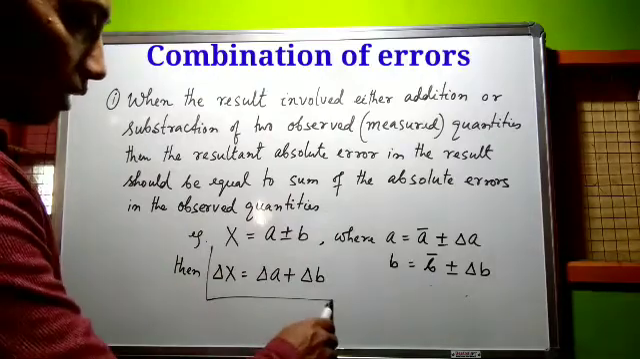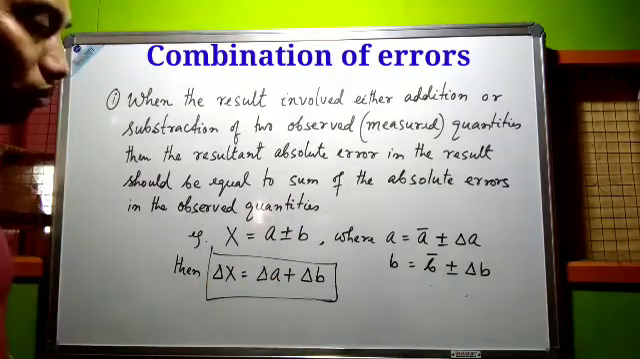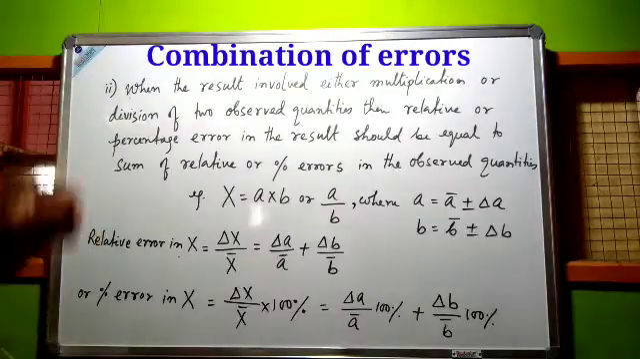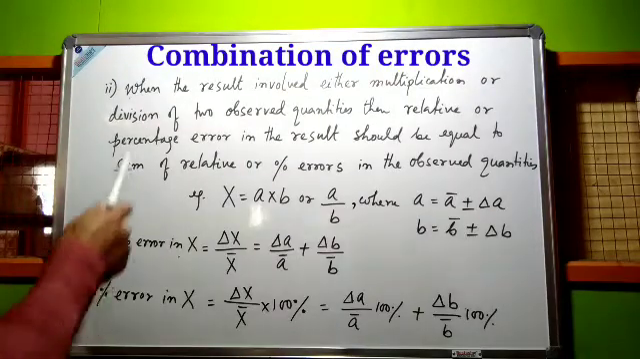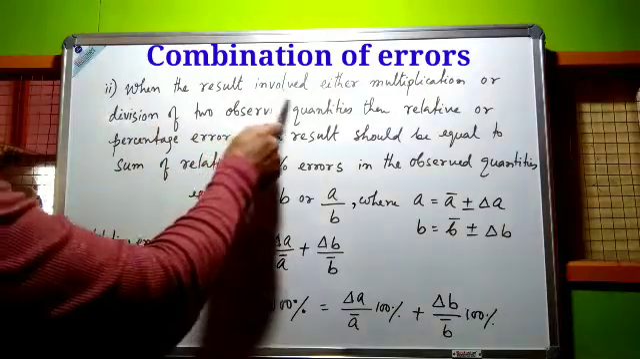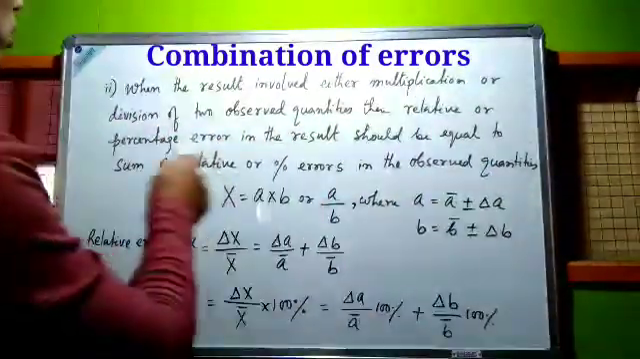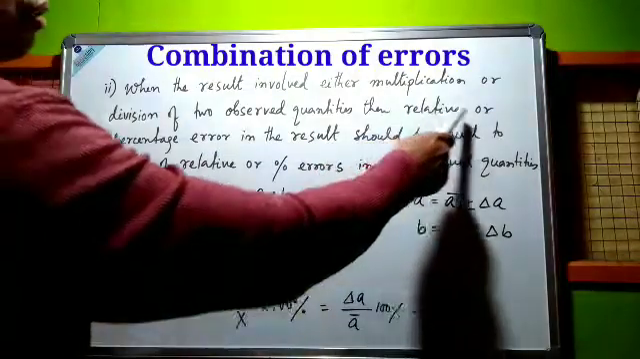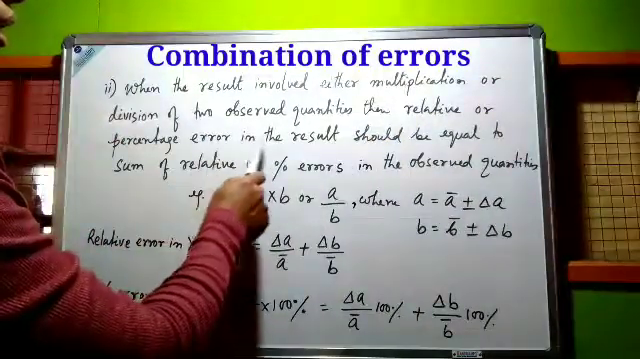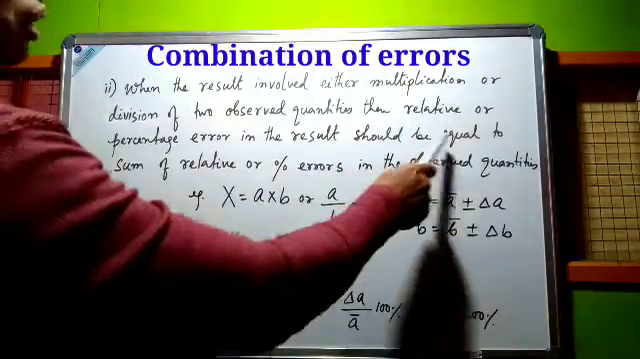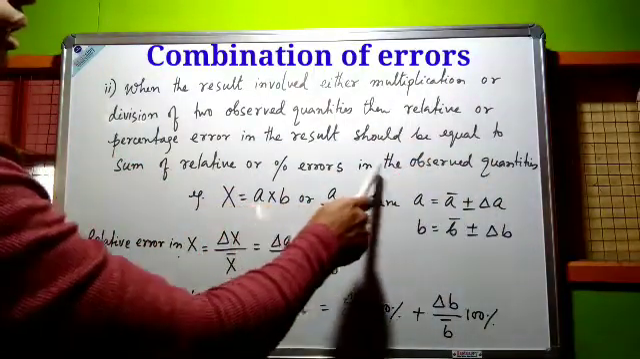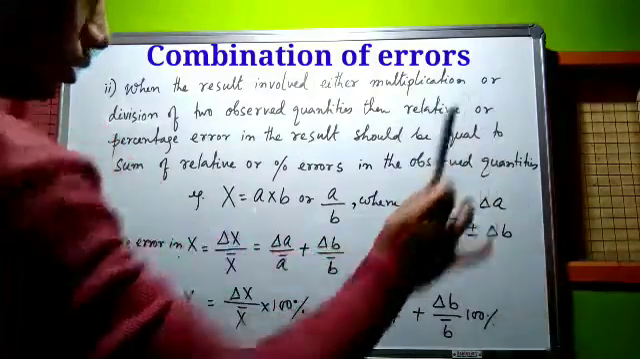Rules apply to uniform. Delta x equal to delta a plus delta b. Right? And rule number 2. So let us see rule number 2. When the result involves either multiplication or division of two observed quantities, then the relative or percentage error in the result should be equal to the sum of relative or percentage errors in the observed quantities.